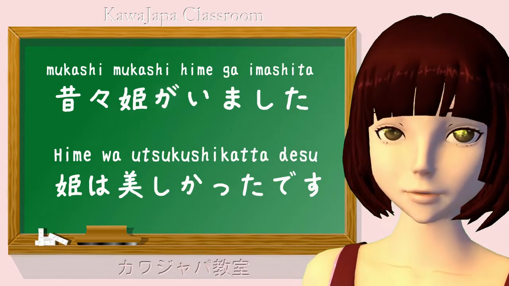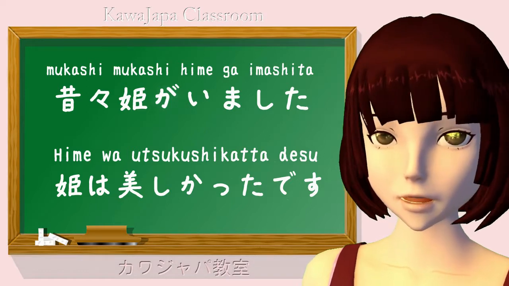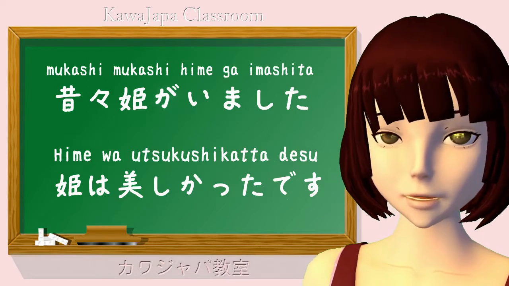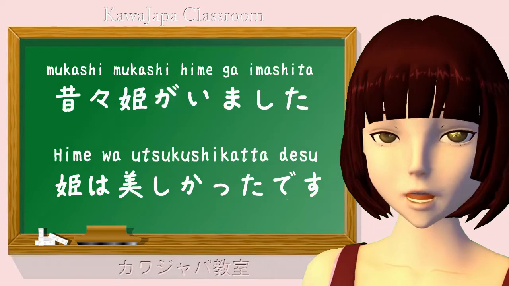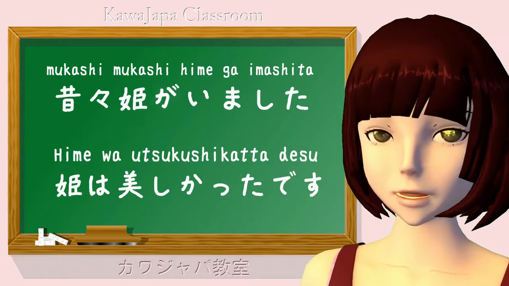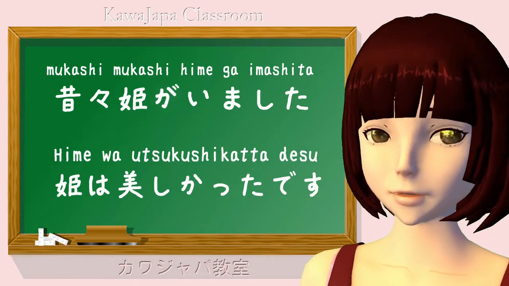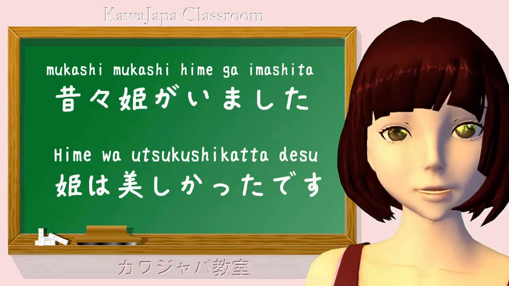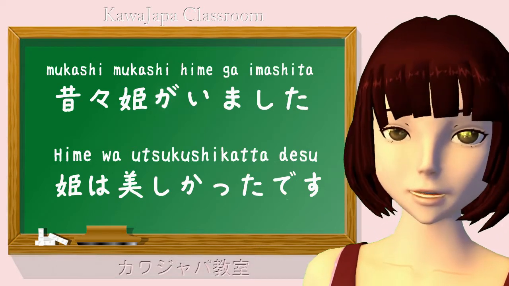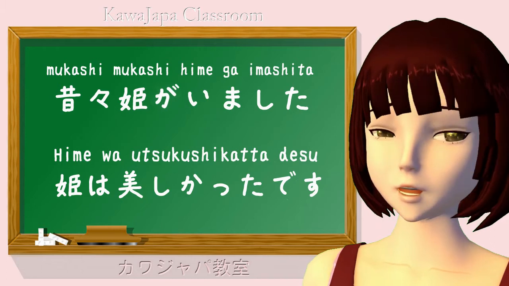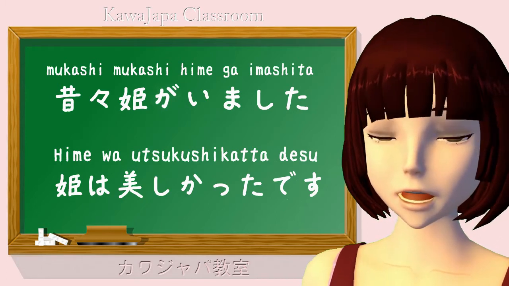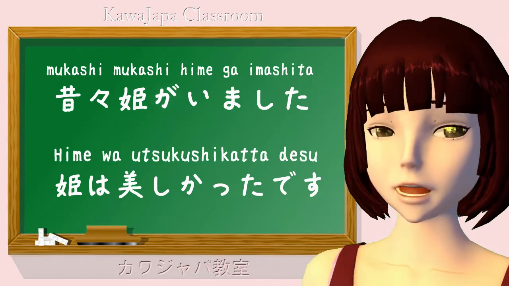It's because the princess is someone we don't yet know. We are introducing her for the first time. She is making her tojo, her appearance on the stage. So we can't say, once upon a time there was the princess, because we don't know who the princess is. We have to say a princess, and in Japanese we have to say hime ga.